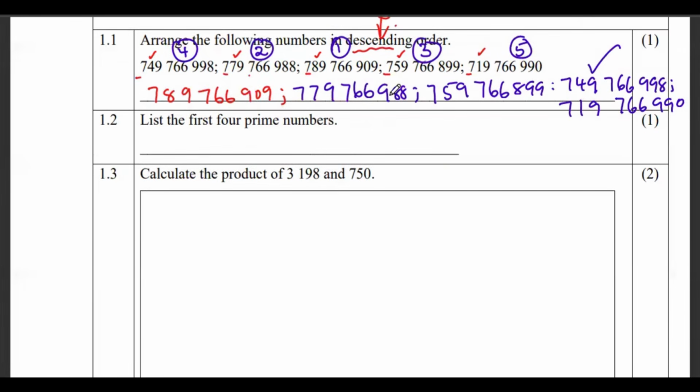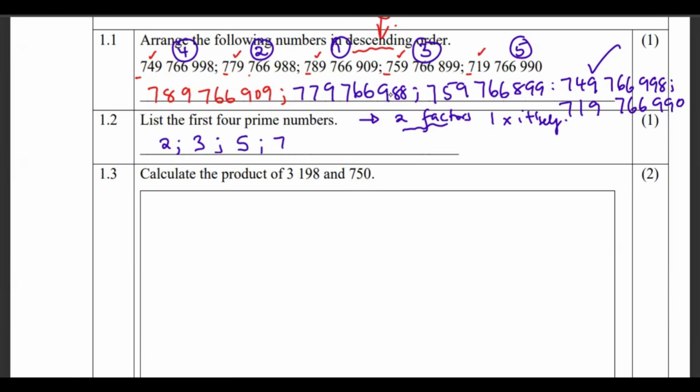And then 1.2, list the first 4 prime numbers. So we know that prime numbers are basically numbers that have 2 factors, that is 1 and itself. Alternatively, we're looking for numbers that can only be divided by themselves and 1. There's no other number that divides them. So the first prime number is 2. The next prime number is 3, followed by 5, followed by 7.